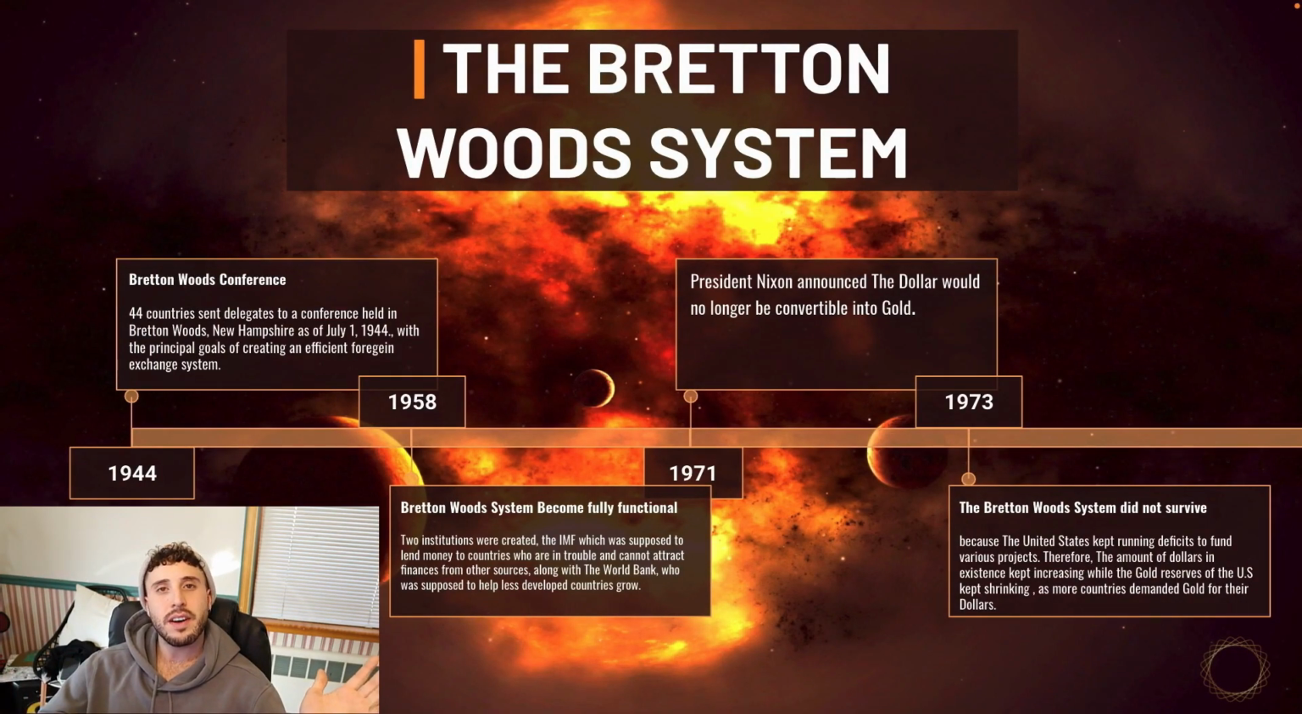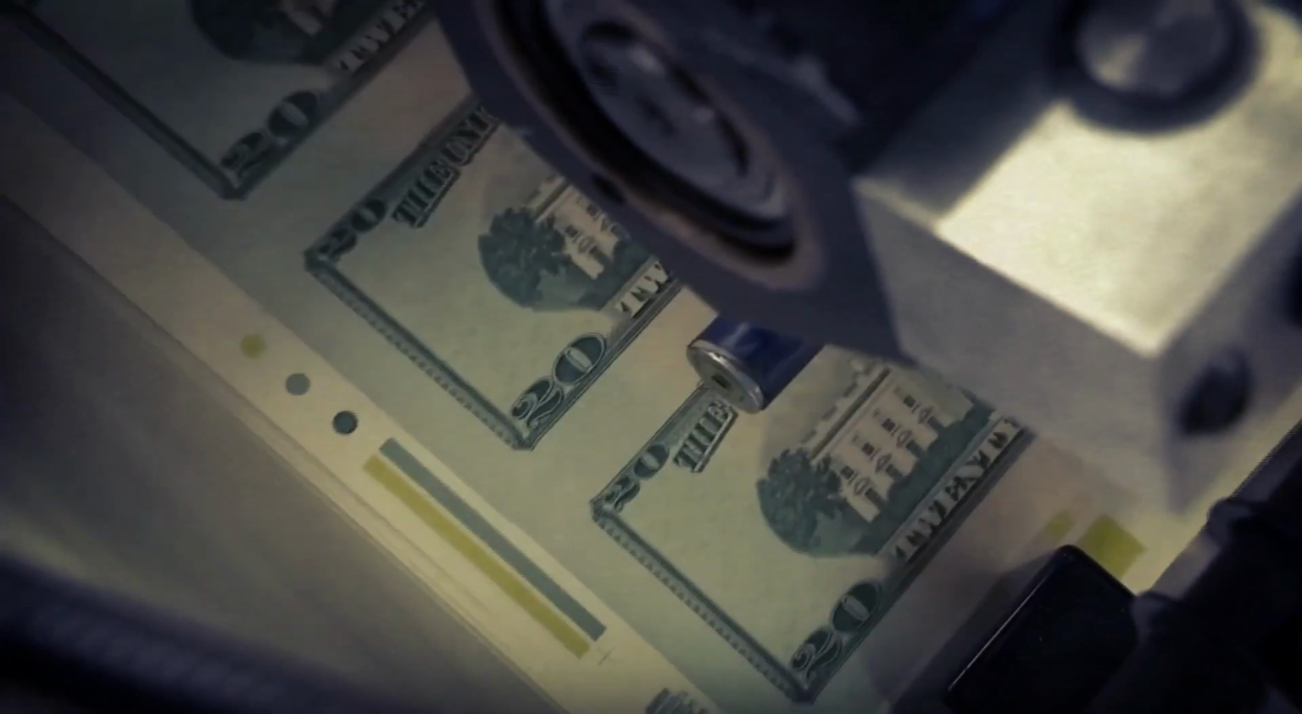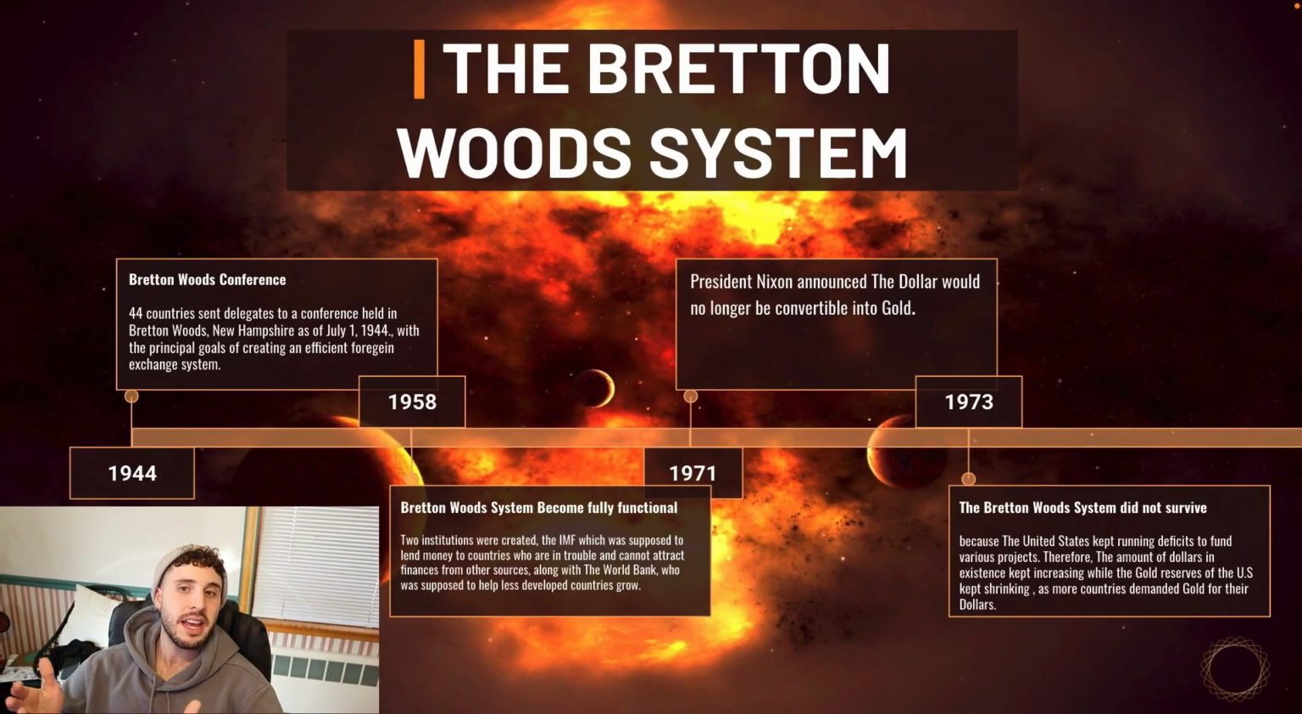In 1971, they unlinked the dollar from gold. And why is that? Because they kept printing more money than they should have, and their gold kept shrinking, so they had to delink it. And that's what ultimately caused this kind of mess that we're in now.